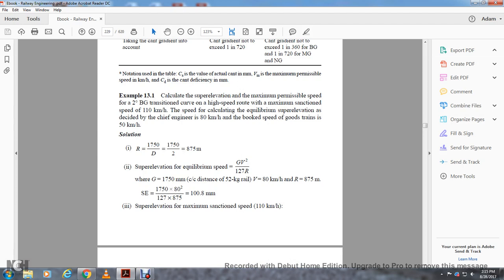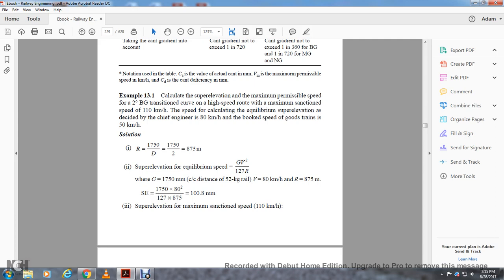Calculate the superelevation and maximum permissible speed of a 2 degree broad gauge curve for the transition curve of a high speed route, with a maximum sanctioned speed of 110 kilometers an hour. The speed for calculating equilibrium superelevation, decided by the chief engineer, is 80 kilometers an hour. The booked speed of goods trains is 50 kilometers an hour. Radius is equal to 1750 divided by D, equal to 1750 divided by 2, which is 875 meters.